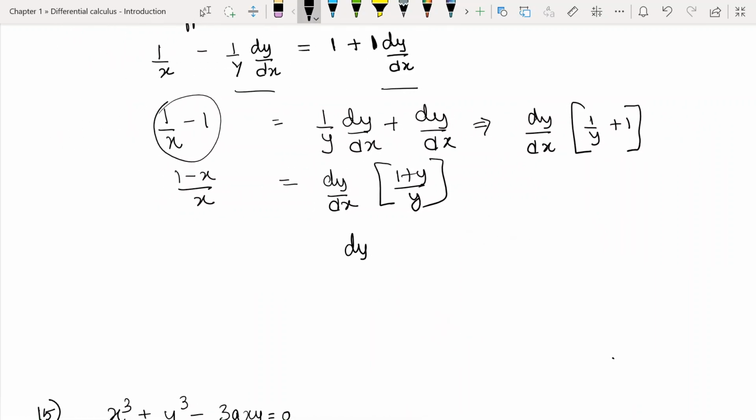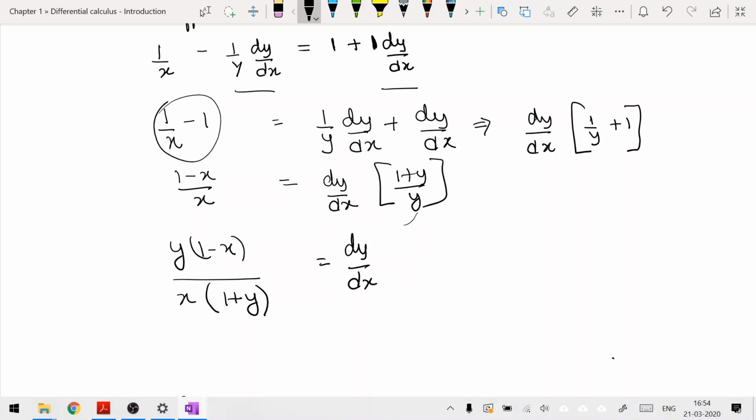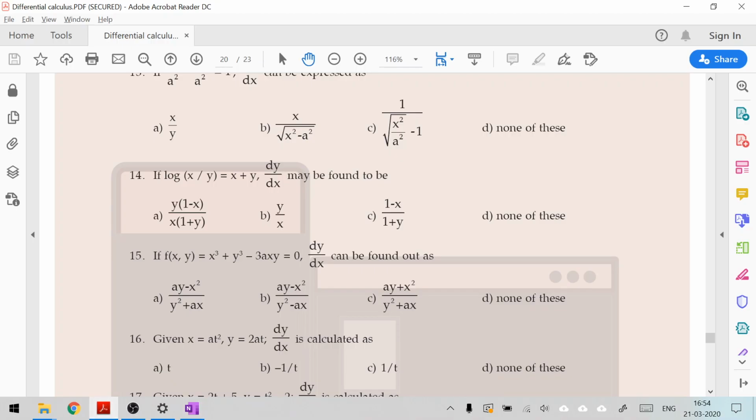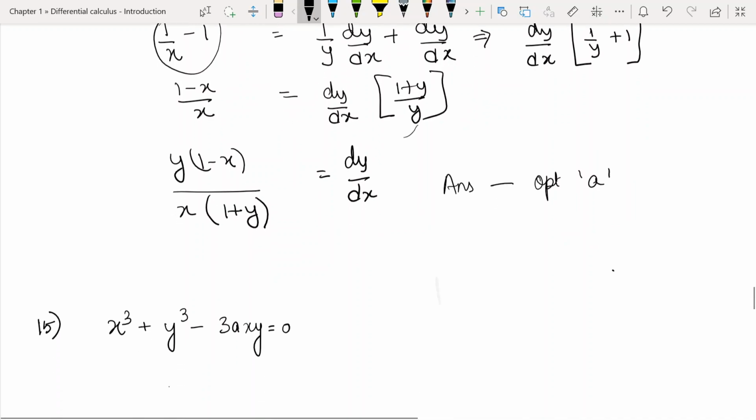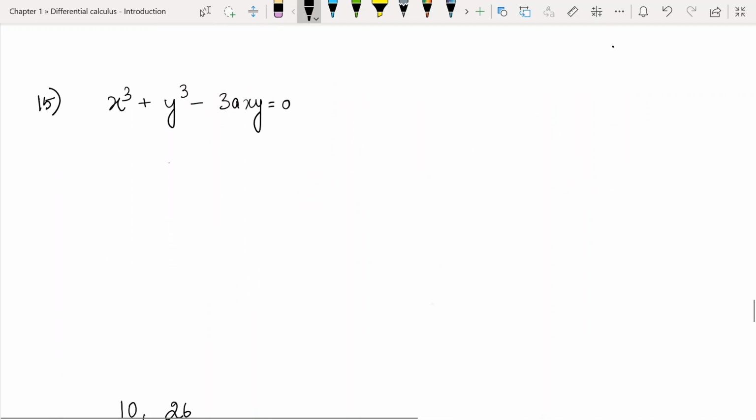Okay, the next step is for us to find dy by dx value, which is nothing but 1 minus x, you write as it is. This y will come here on top. Okay, denominator already there is a x. What will come additionally is 1 plus y. Now let us look at the options for question number 14. So it matches ditto with our option A. Answer is your option A. Now let's move on to question number 15.